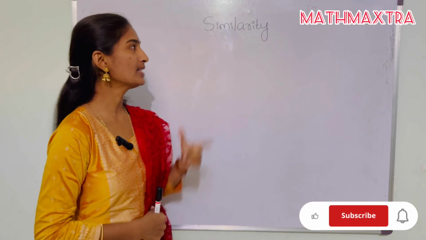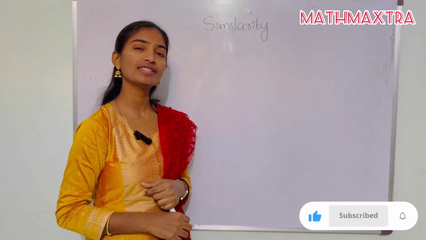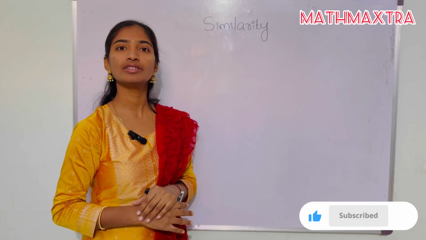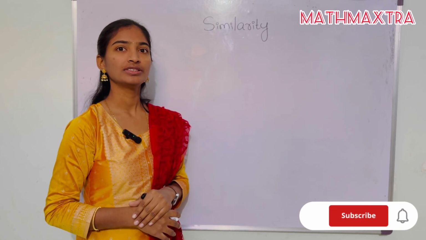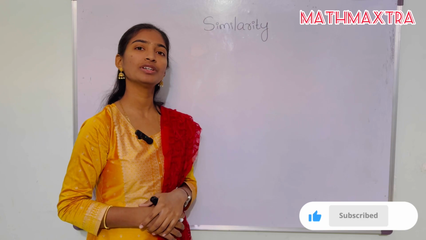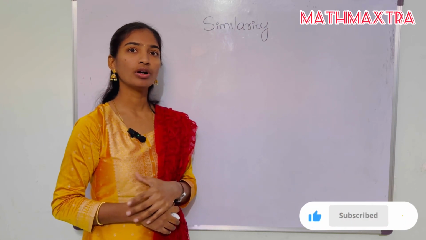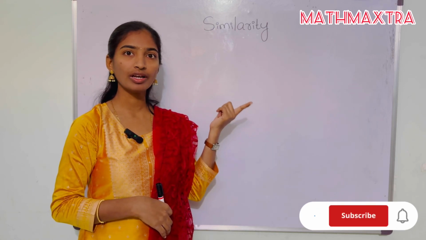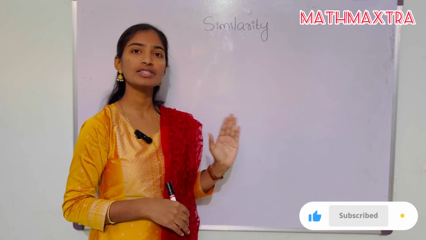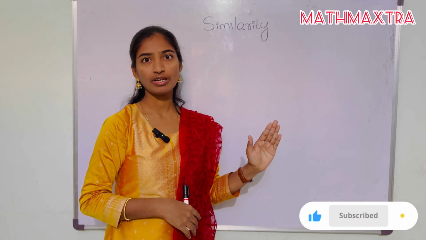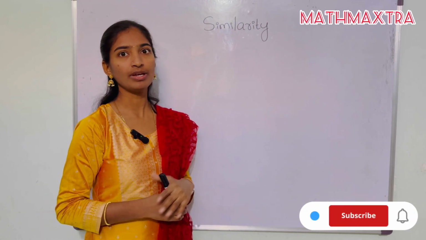Today our topic is similarity. What is similarity? When we say the given two figures are similar to each other, in the previous class we have seen what we mean by congruency. In congruency, the two figures must follow two conditions. What are those? The two sizes must be equal and the two shapes must be equal.